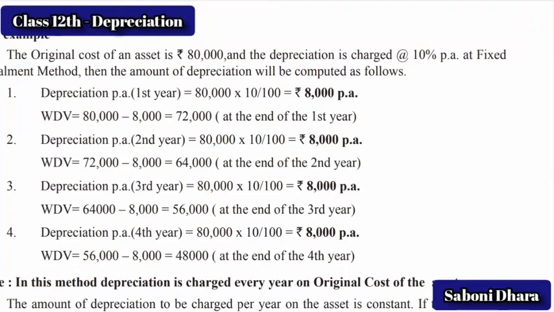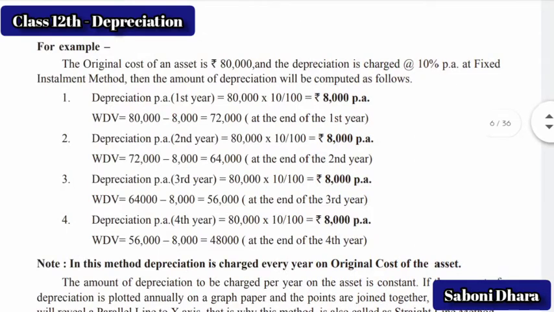So in the last lecture we have completed the fixed installment method with the formula. So now we are going to solve an example for it. The original cost of an asset is 80,000 and the depreciation is charged at the rate of 10% per annum at fixed installment method. Then the amount of depreciation will be computed as follows.